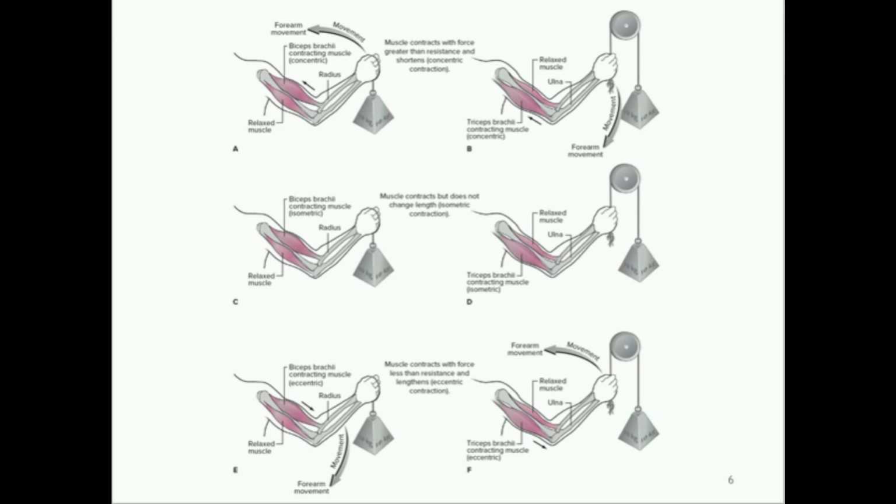Now again, if the tricep provides a force exactly equal and opposite to the weight of this object, the string doesn't move, the object doesn't move because the forces are equal. And again, that's an isometric contraction. Now, if the triceps provide a force less than the weight of this object, then this string is actually going to move up and the triceps will be lengthening and they'll be in the eccentric phase of contraction. And that will cause this object to then move downwards.